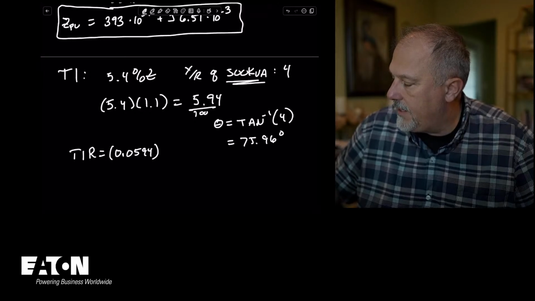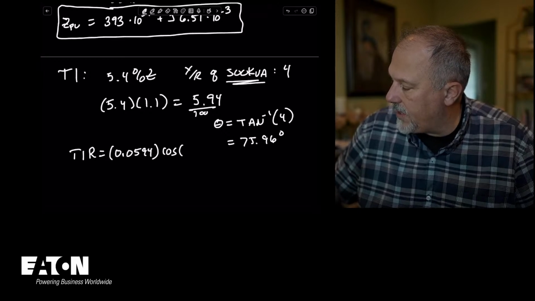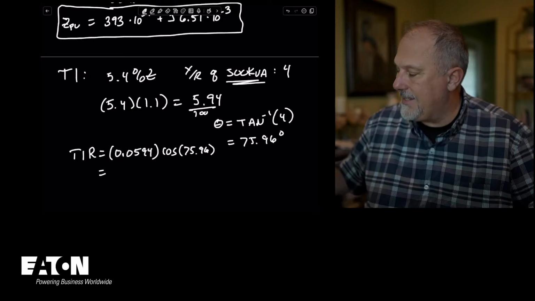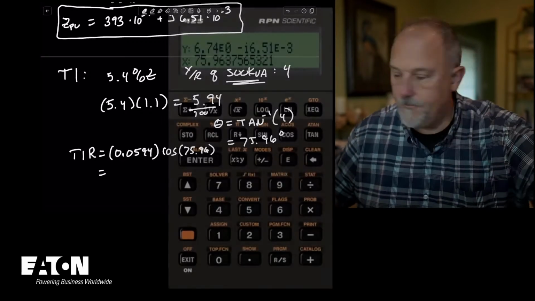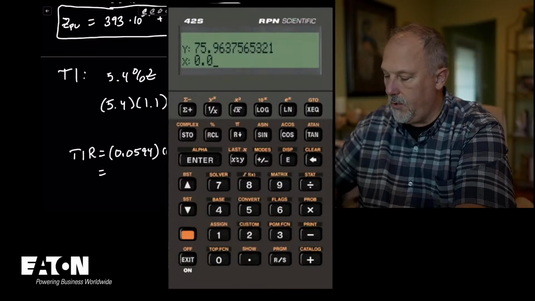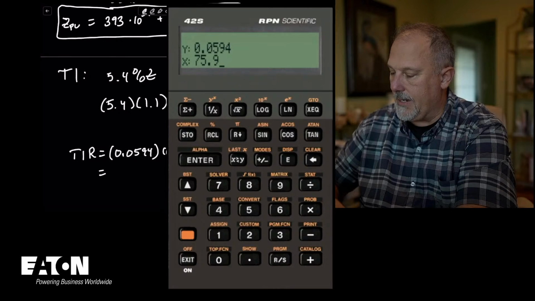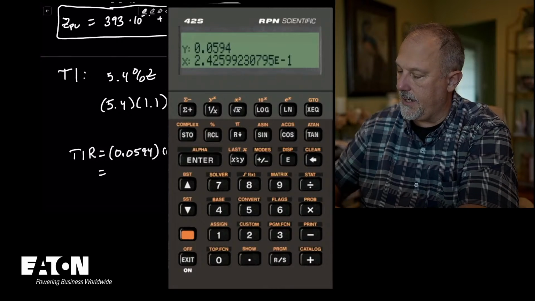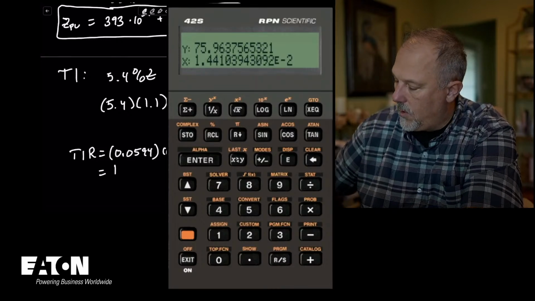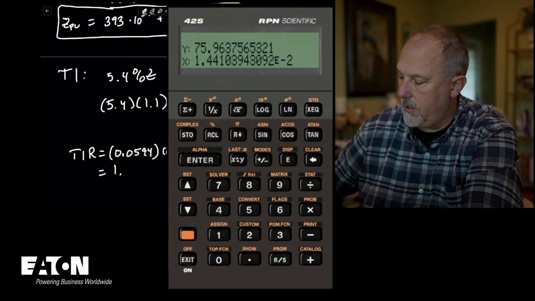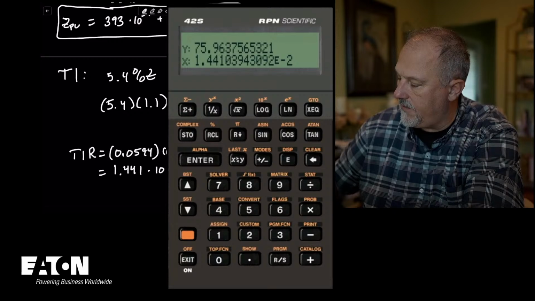0.0594 times cosine of 75.96, and that is equal to 0.0594 times cosine of 75.96, which is 1.441 times 10 to the negative 2.